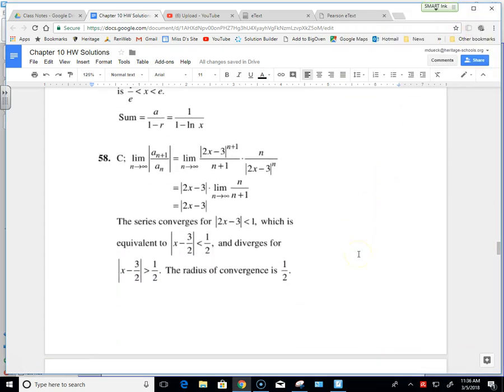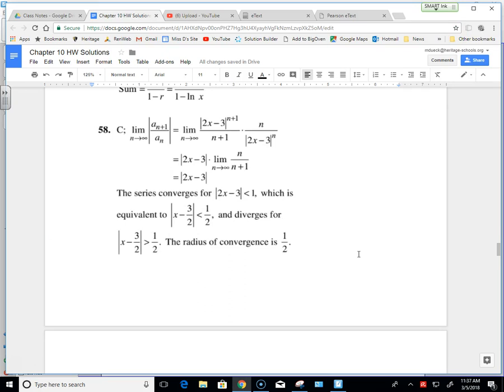Number 58, final answer was C, I think. The limit ended up being just 2x minus 3 in between 1 and -1, or less than 1, I should say. They went ahead and did some weird factoring, whatever, but same idea as adding 3, dividing by 2. They show it with the yucky absolute value. That works, I just don't like it.